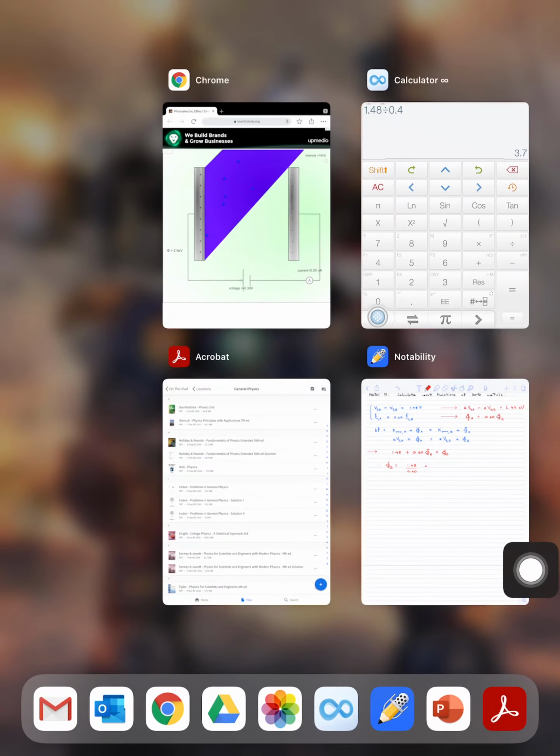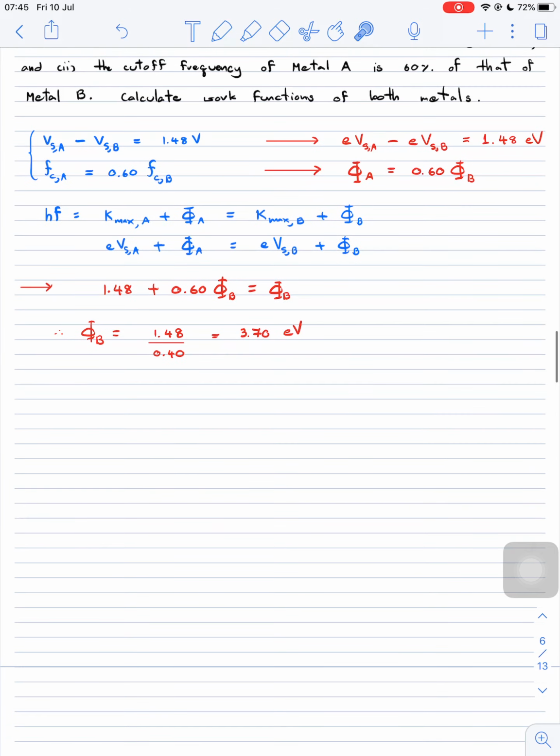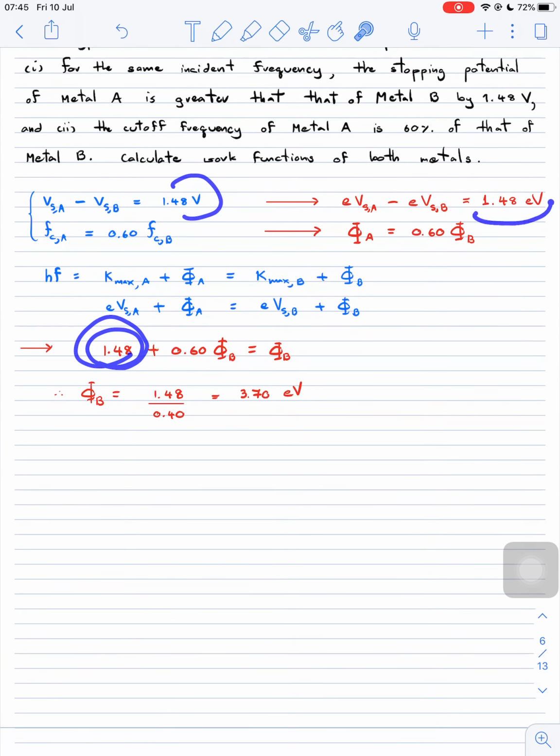which is equal to 3.7 in the unit of electron volts. So don't forget that this one is still in the unit of electron volts here, so this must be in electron volts as well. So now we got the first answer.